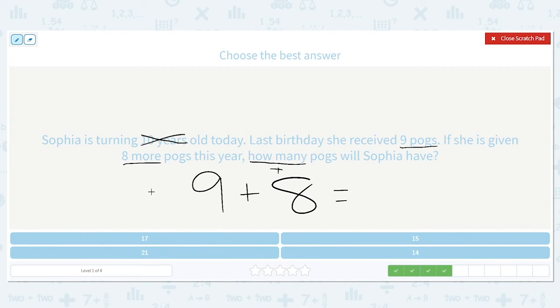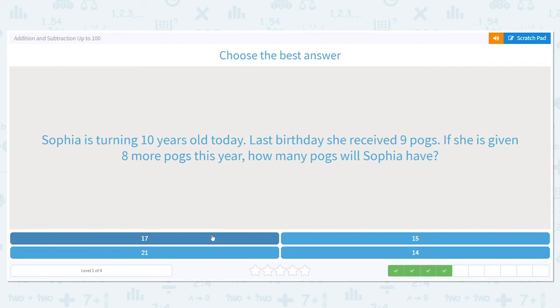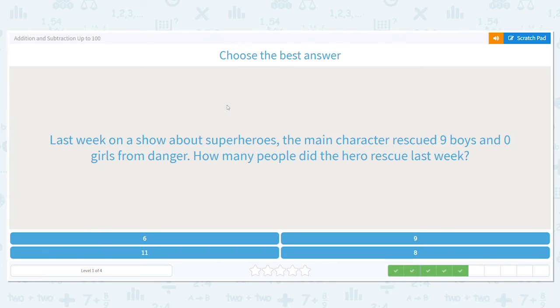9 plus 8 equals what? 17, 21, 15, or 14? It's 17. She would have 17 pogs. Good job. Last week, on a show about superheroes, the main character rescued 9 boys and 0 girls from danger. How many people did the hero rescue last week?